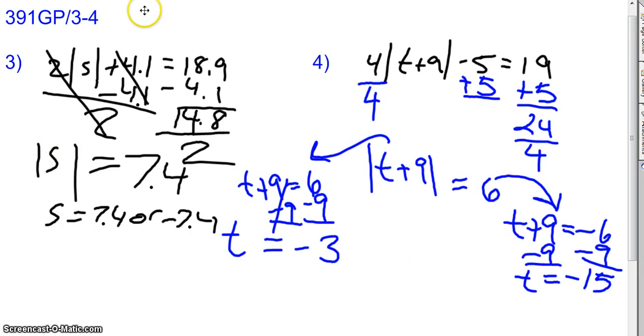Okay, good. So in this case, we subtract 4.1 from both sides and divide both sides by 2. The absolute value of s equals 7.4. So s could equal 7.4 or negative 7.4.